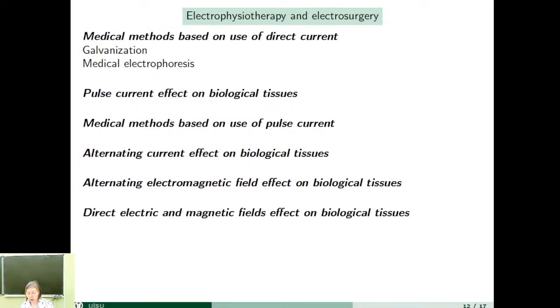Local darsonvalization causes a local irritation to nerve endings in the skin that stimulates the local circulation of the blood in the skin and causes a lot of other positive results.